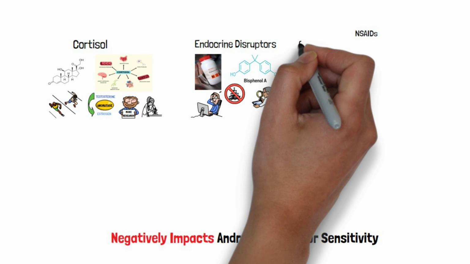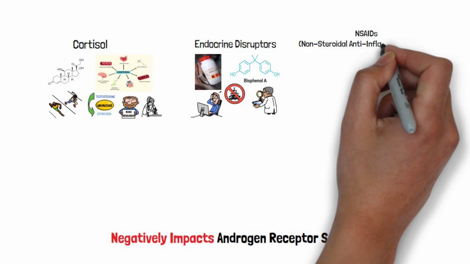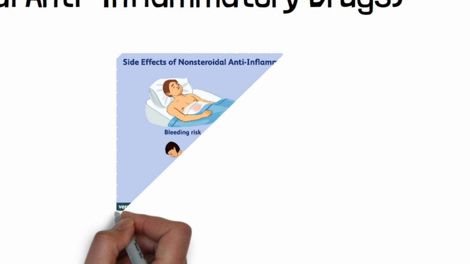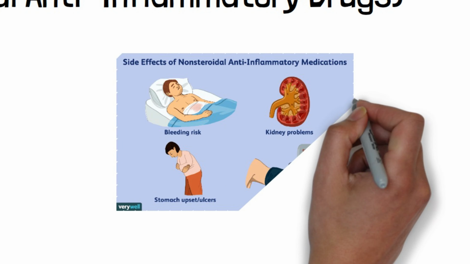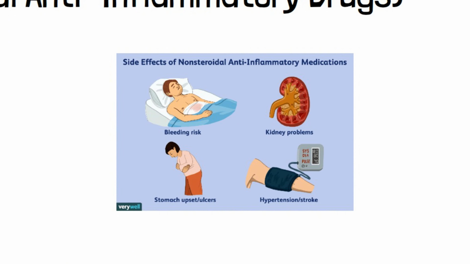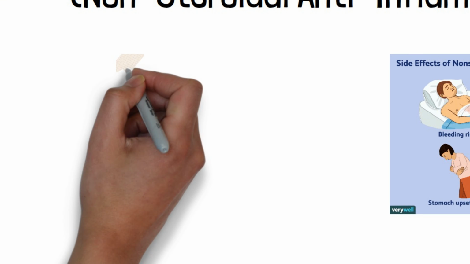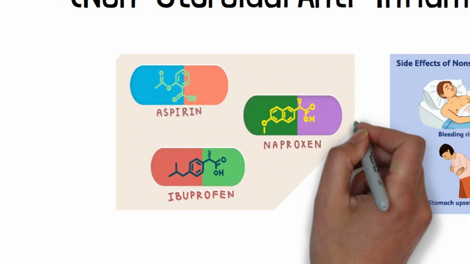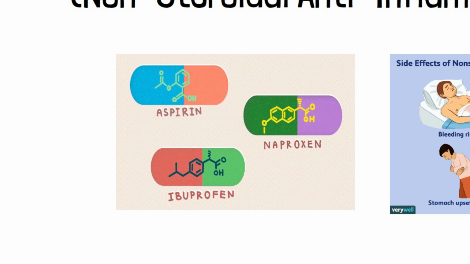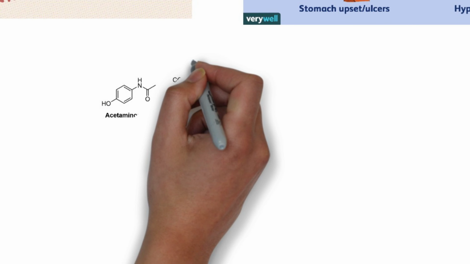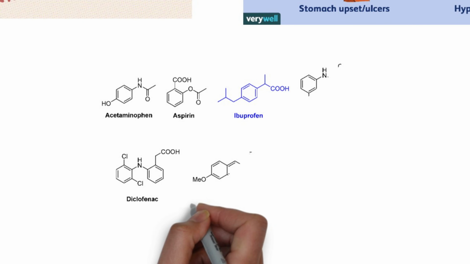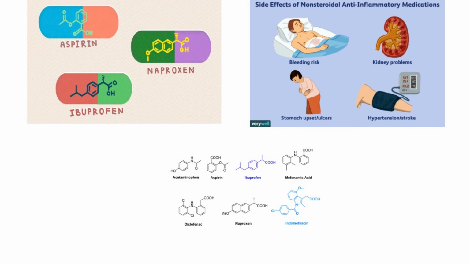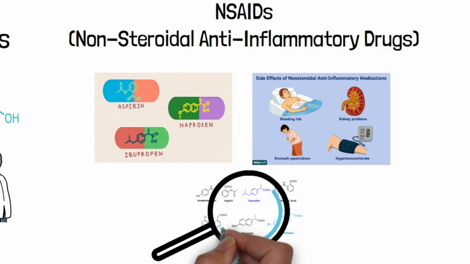3. NSAIDs, non-steroidal anti-inflammatory drugs. NSAIDs like ibuprofen have been shown to suppress testosterone production, potentially impacting overall androgen levels. They may also influence the expression of proteins involved in androgen receptor activity. The relationship between NSAIDs and androgen receptor activity is not fully understood. More research is needed to clarify how these drugs impact receptor sensitivity and activity.